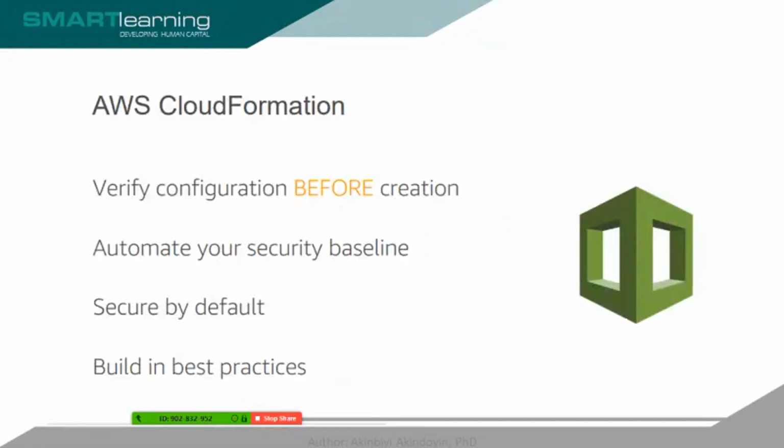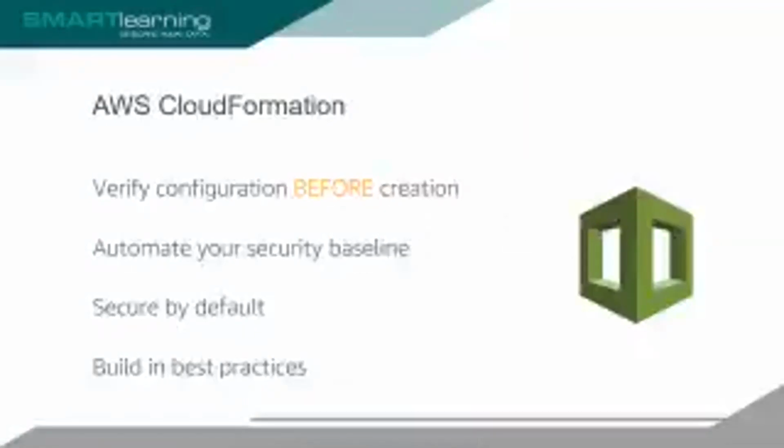CloudFormation. So everyone knows about infrastructure as code, IaC. That's another buzzword in the cloud computing industry now. So you want to automate all processes, convert all your environment to code. What this actually does for you is to verify your configuration before you create. Most people use Terraform for this. It still does the same thing, but AWS has its own equivalent, which is called CloudFormation.